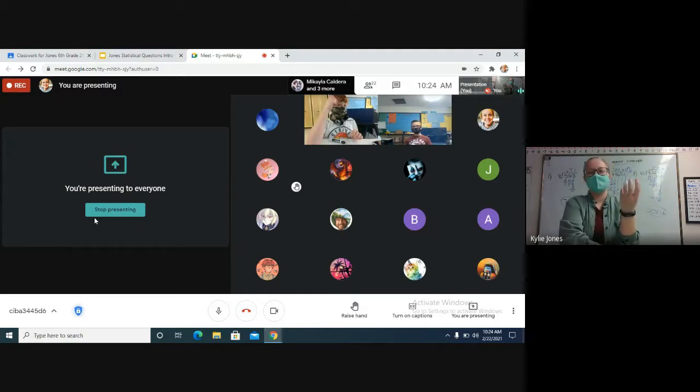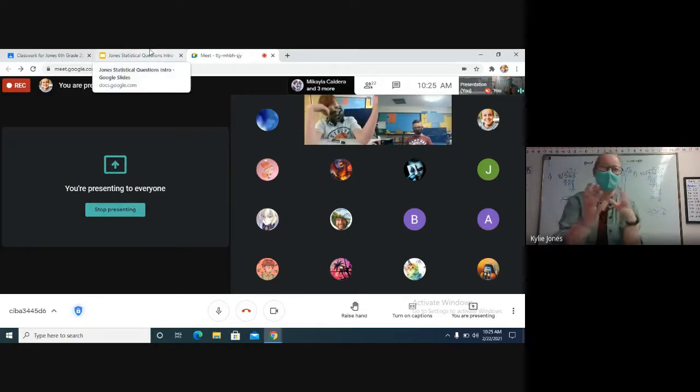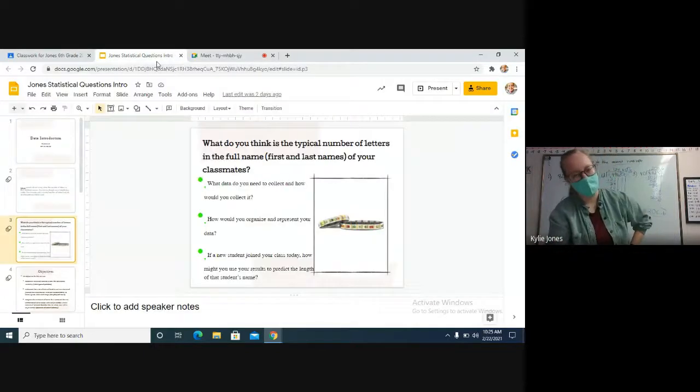So if we were to gather data on that, we could ask every single person how many letters are in their first and last name. And we could make charts and talk about it and make different statistics based on that. I think the average for this class is probably around 12 to 15 letters. Some of you go by nicknames, so it could be shorter with the nickname.